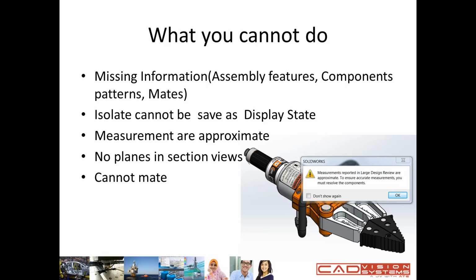When you are doing a section view, no plane will show up in the section view. You just come out with the section view. You cannot do the mate, as the mate is missing. And also when you want to save, you are only able to save after you do the snapshot or walkthrough creation. Only then are you able to do the save.